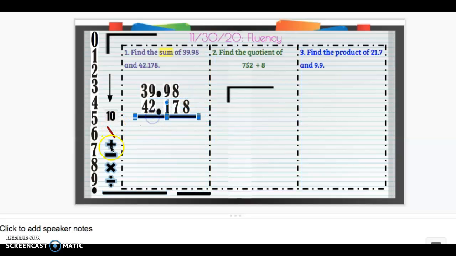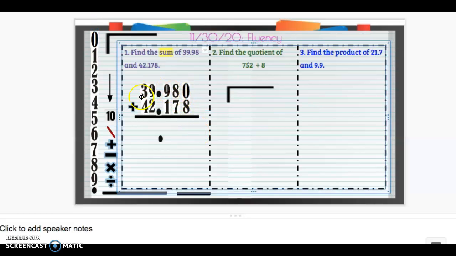You draw your line, and then you begin to add. Okay, remember, you have to drop that decimal point straight on down. So now, if you need to, put a placeholder above the 8 so you know that you're not adding anything to the 8, you can add a 0. So now you would add that up to get your answer.